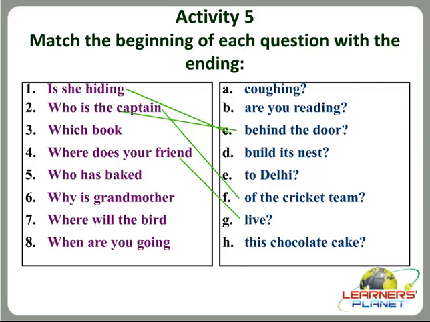Okay students, next question. Who has baked? Coughing? No. Build its nest? No. To Delhi? No. This chocolate cake? Yes. Who has baked this chocolate cake? Okay students, the next one. Why is grandmother coughing? Yes, grandmother is coughing. Next one. Where will the bird build its nest? Yes, the bird will build the nest. Last one. When are you going to Delhi?